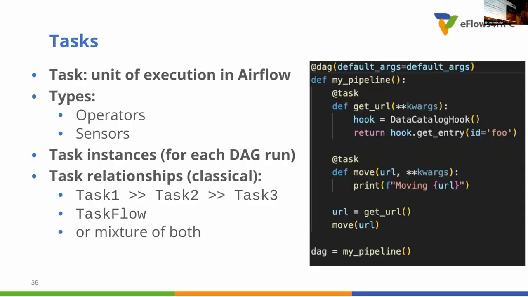So the task is the smallest unit of work, basically, in Airflow. And we have two kinds of those. First of all, the operators, you can probably imagine what they do. They operate on the data. But we also have sensors, which also do what you would expect. They are able to detect, for instance, the existence of a particular event, like the creation of a file or something like that.